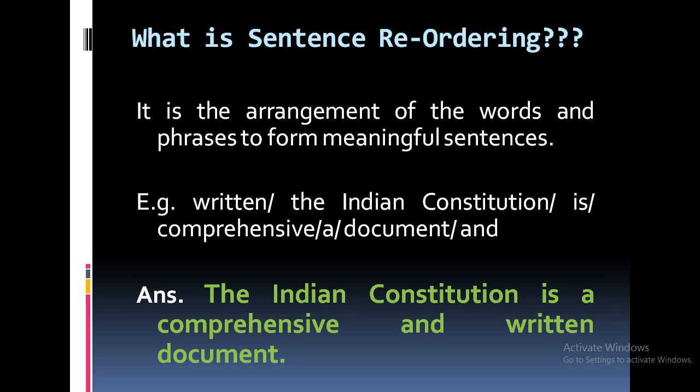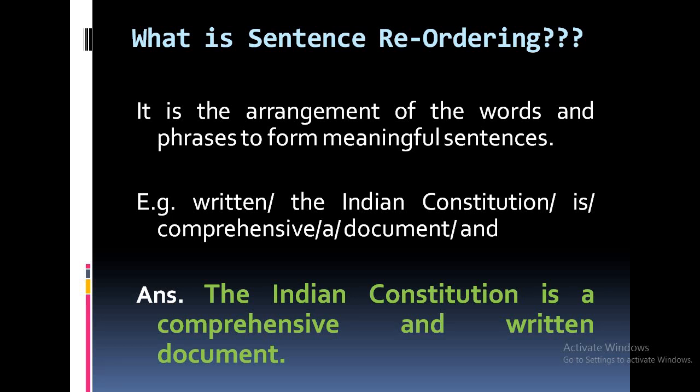Okay, and with that, the single words which are there, you need to arrange them that way. So keep that in mind: the part in between the 2 slashes, whether it is 2 words or 3 words, that part of the sentence will not be broken. You cannot break it according to your own wish. The words can be arranged as you wish, but please take a bit of care on this. Now, the example here, I have solved it. See, now: written, the Indian Constitution, is, comprehensive, or, document, and. So the Indian Constitution is a comprehensive and written document. Okay, so this is how you order your sentences.